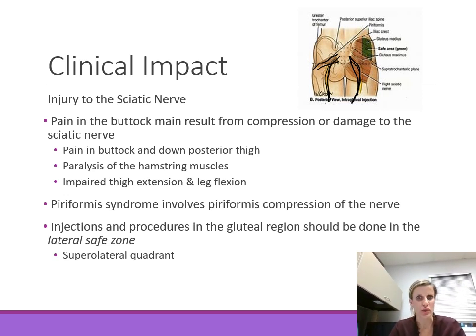Any procedures or injections in the gluteal region should be done keeping in mind the passage of the sciatic nerve to make sure that the sciatic nerve is avoided. Injections into the gluteal region are typically done in what we call the lateral safe zone. The lateral safe zone is the superolateral quadrant of the buttocks or the gluteal region. So here you see in green is the safe zone, right, or the zone that it's fine to give an injection into without having to be concerned about hitting the sciatic nerve.